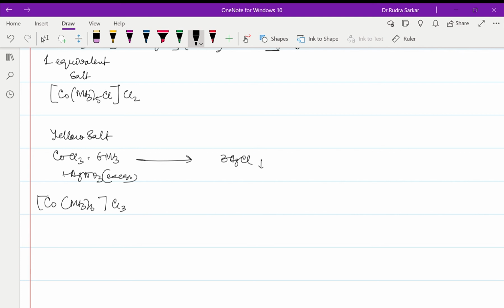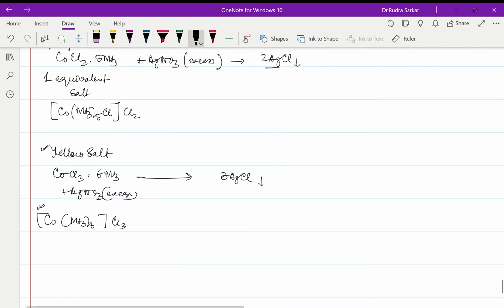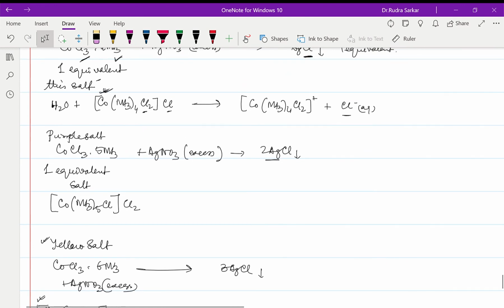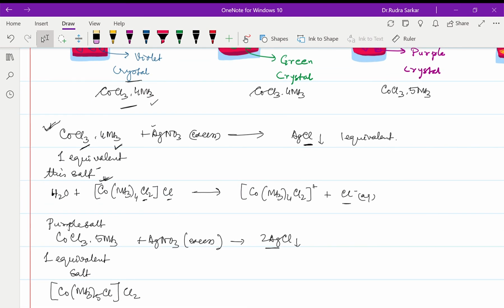Yes, sir. So that is how he came to the conclusion about these formulas for these salts: that the yellow salt is having 3 chlorine outside, the purple salt is having 2 chlorine outside, whereas the green or the violet crystal is having only 1 chlorine outside. Am I clear? Yes, sir. Okay.